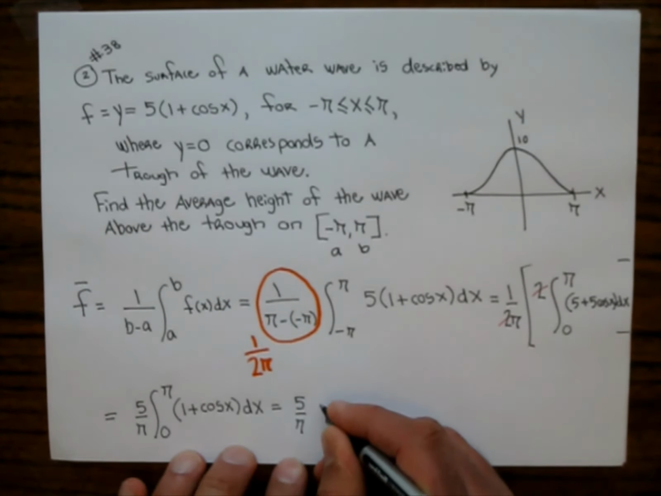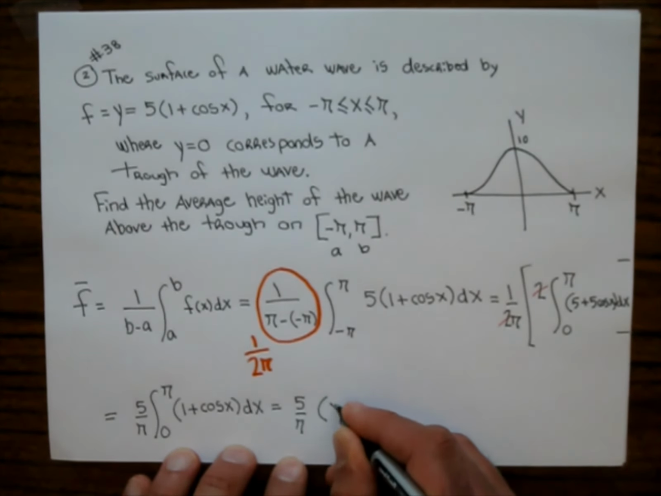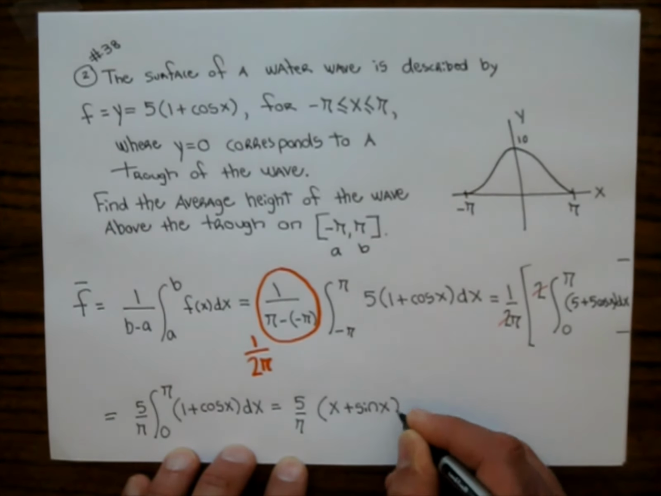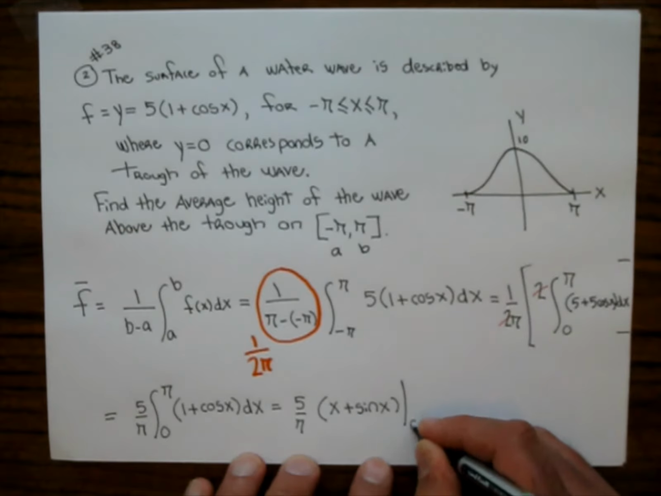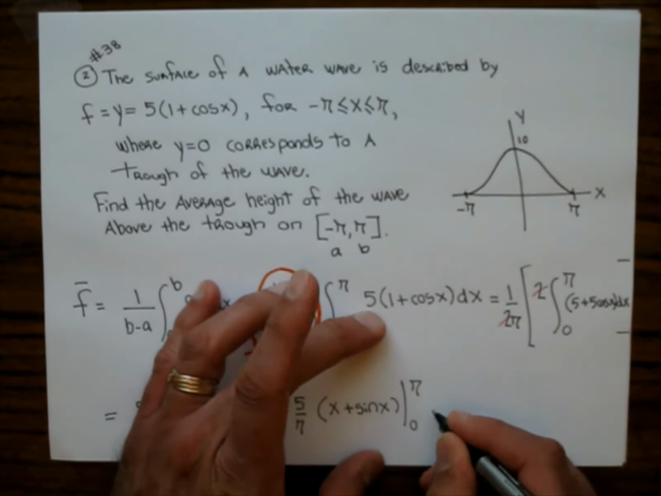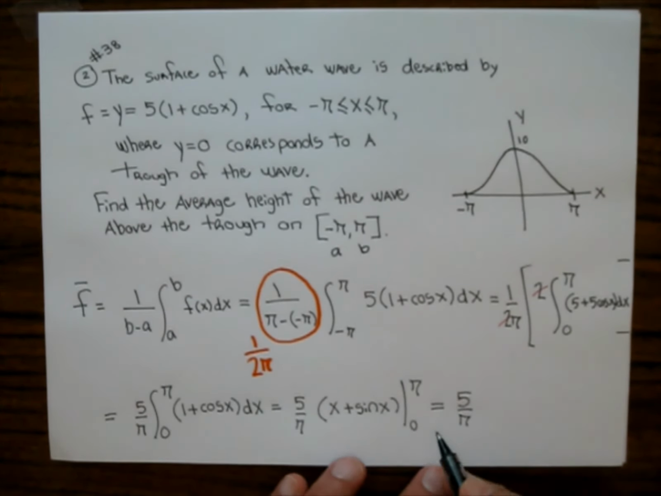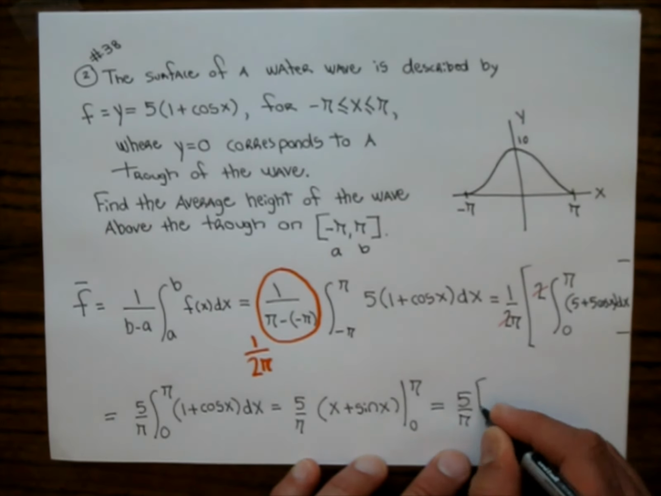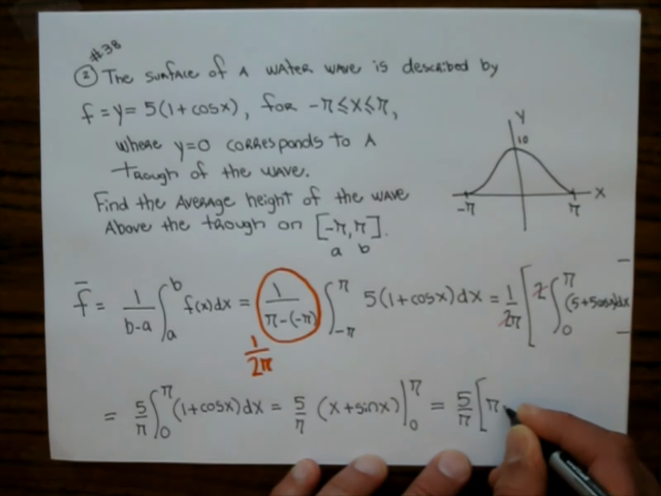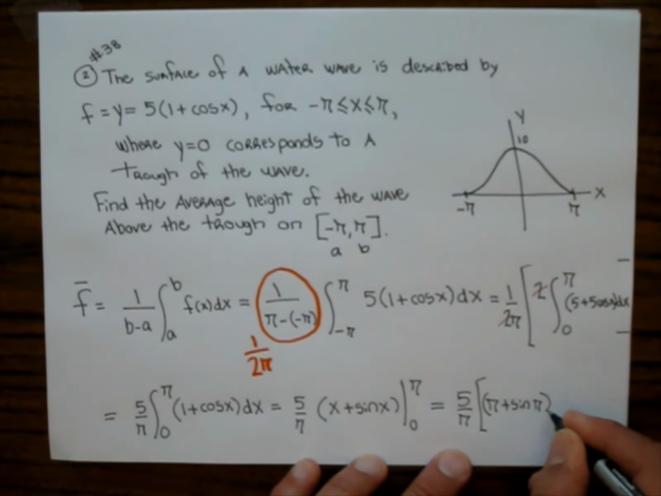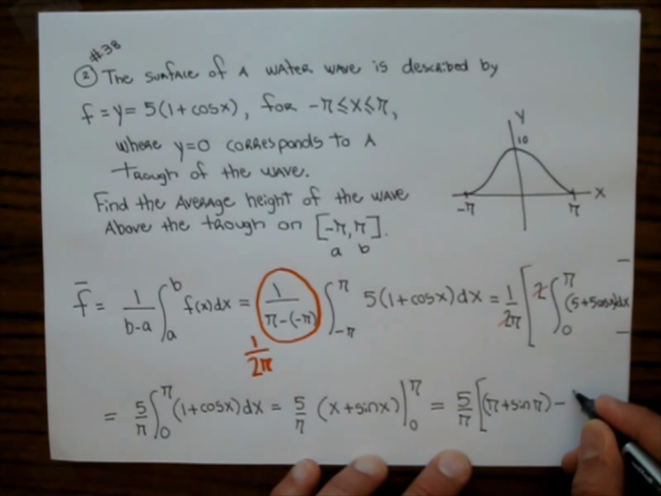I'm going to take the antiderivative. The antiderivative of 1 is x. The antiderivative of the cosine is the sine. And this gets evaluated from 0 to pi. Well, I'm running out of space on this paper. I should have gone to another piece of paper. I put pi in there, I end up getting pi plus sine pi. The fundamental theorem of calculus says we go minus, and then 0 in for x, 0 plus sine 0.